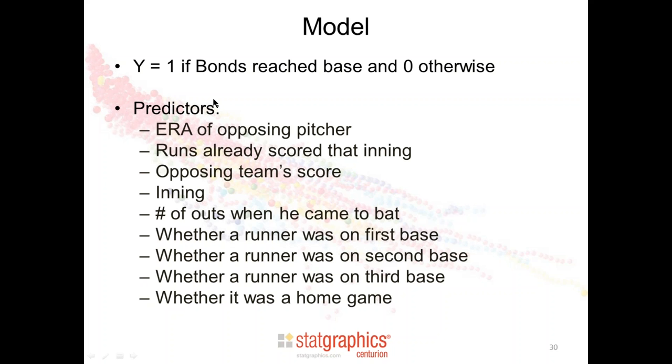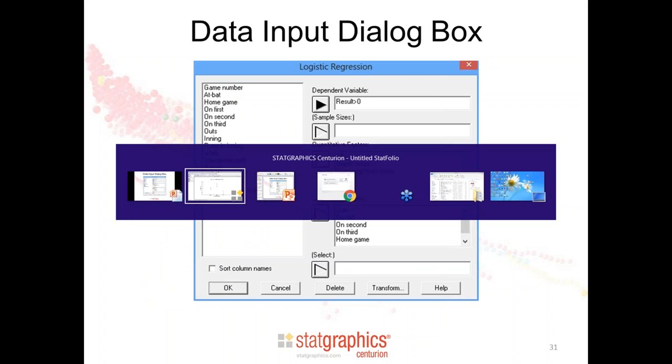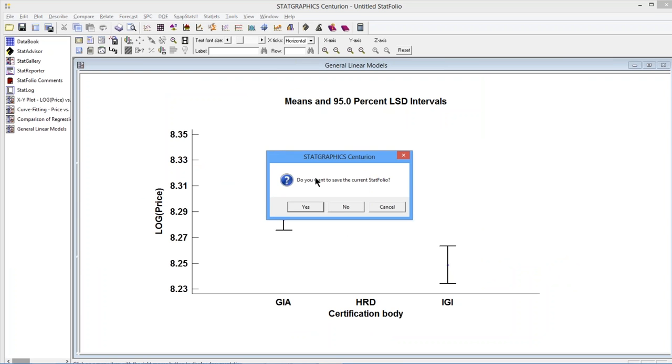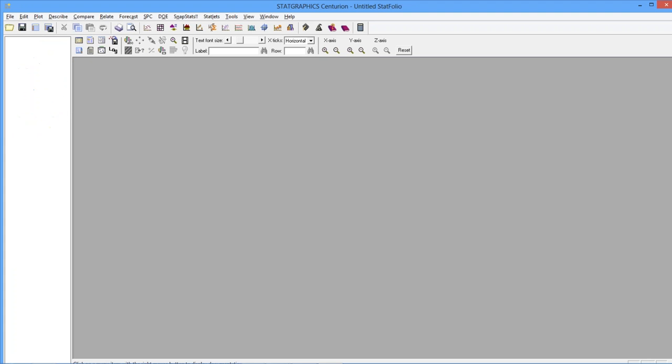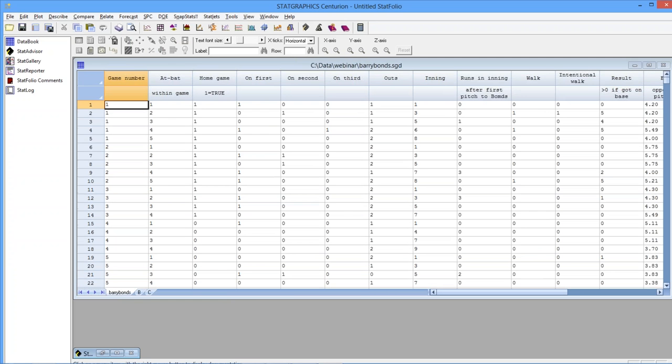Okay, so it's going to be a regression with a bunch of quantitative factors and also quite a few categorical factors. Okay. Now, in order to do this, I need to go back to Statgraphics and let's put away the data on diamonds and instead open up the data on Barry Bonds. Okay. Here's the data that I want to model.